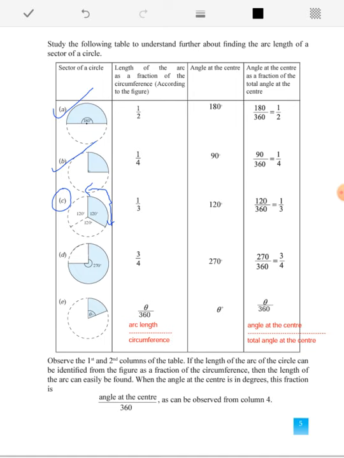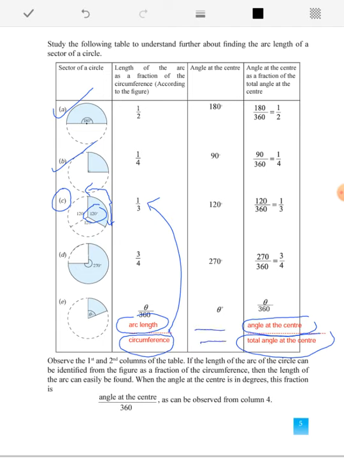So we can use this fraction to find the arc length. Arc length divided by circumference, you would get this fraction, right? The same way you can write another fraction: angle at the center divided by the total angle at the center would give the angle proportion. These two would give the same value.